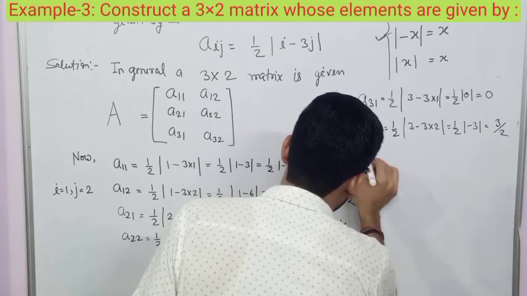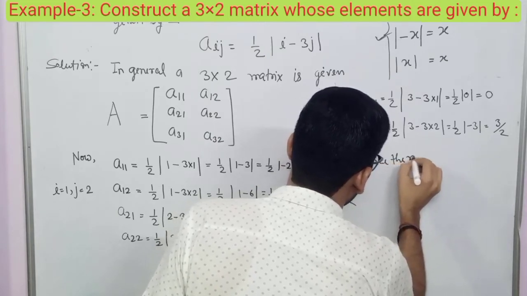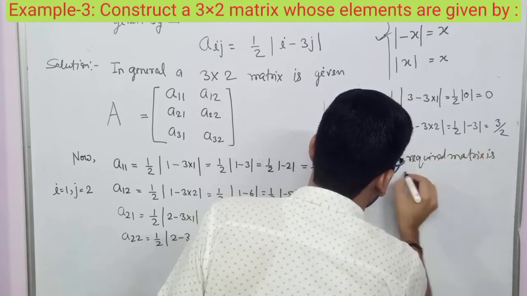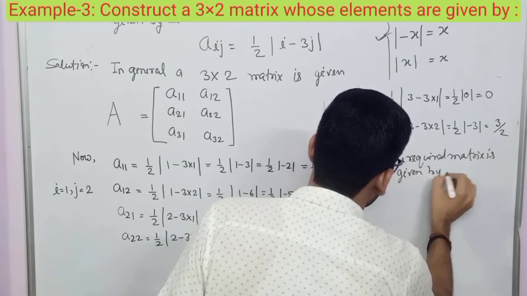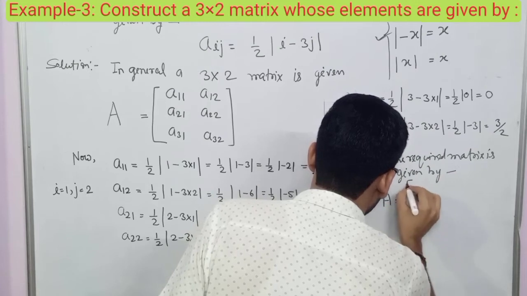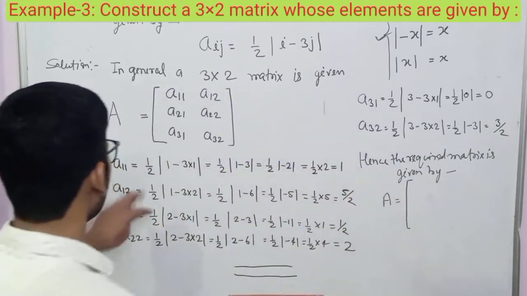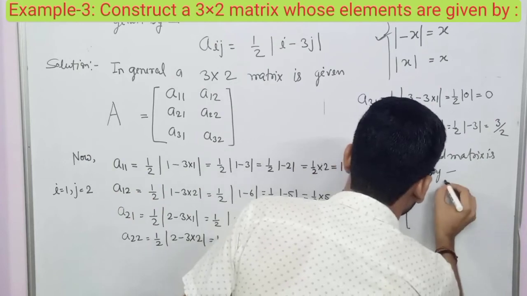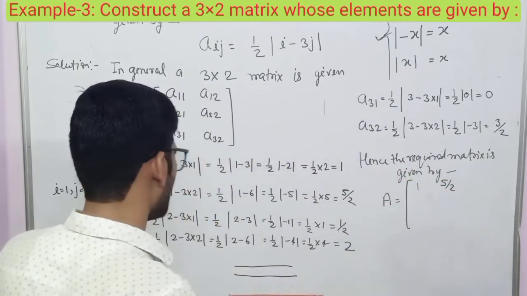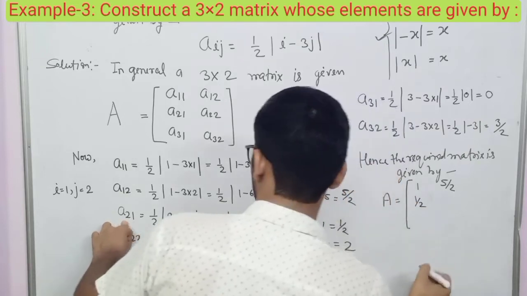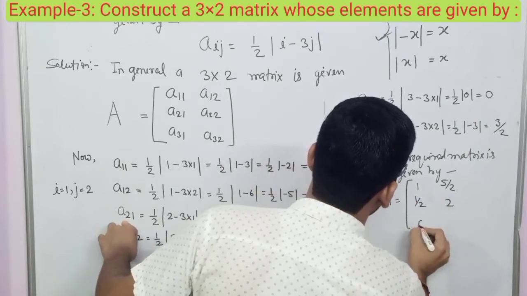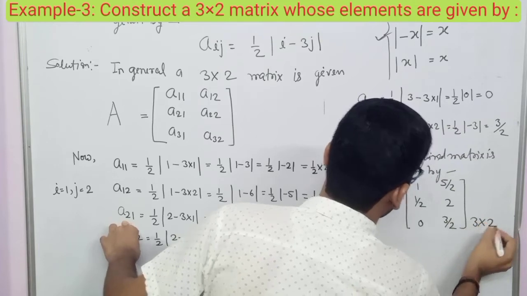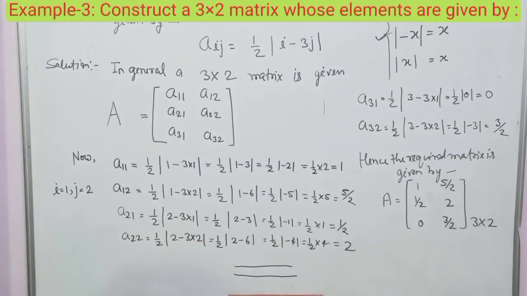Hence the required matrix is given by A equal to, using the values: A11 is 1, A12 is 5 by 2, A21 is 1 by 2, A22 is 2, and then 0 and 3 by 2, of order 3 cross 2. This is the answer of the above question.